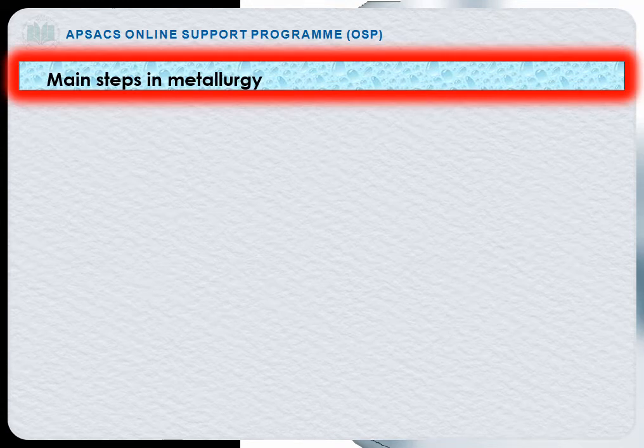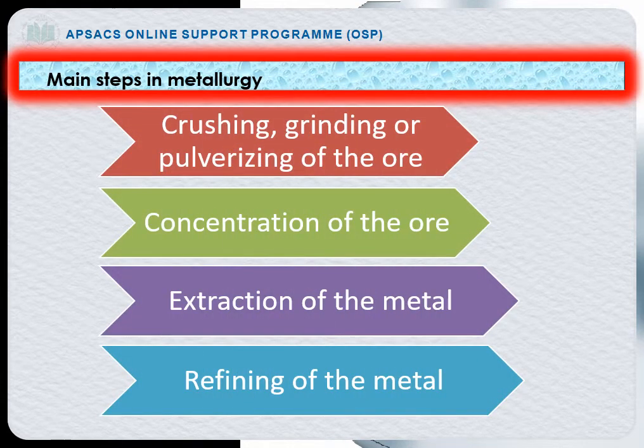Main steps in metallurgy. The main steps involved in metallurgy are crushing, grinding or pulverizing of the ore. Crushing and grinding can also be named as pulverizing of the ore. Second is concentration of the ore. Third is extraction of the metal, and the last is refining of the metal. These 4 steps are involved in the metallurgy process.